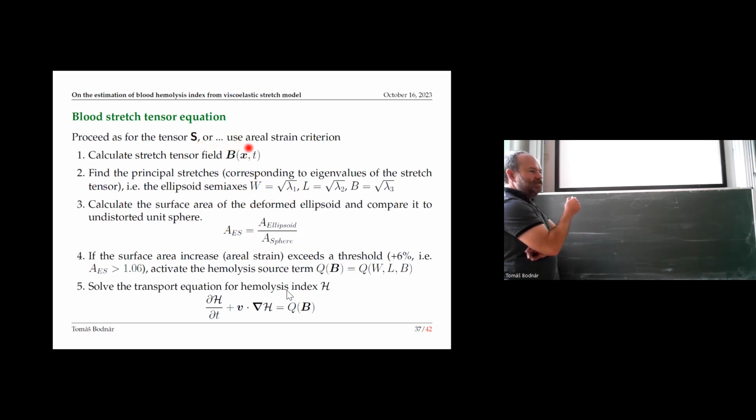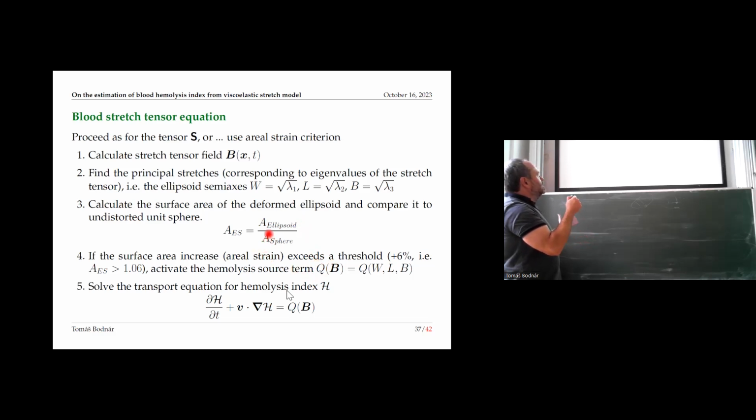I think it will be roughly the same story, but there is another possibility that was not tested yet and that I'm willing to test. And it's to first again calculate the principal stretches. From this, you will get the semi-axes of the deformed shape. And then what you can do, because there is this experimental measurement saying that if the surface area of your red blood cell increases by about 6%, it will start bleeding.